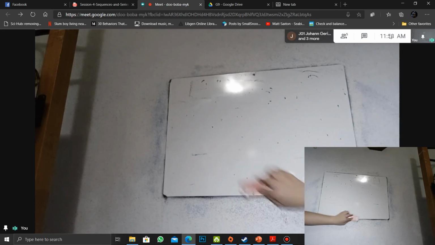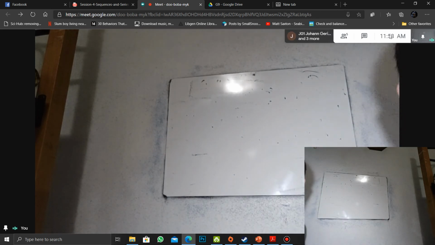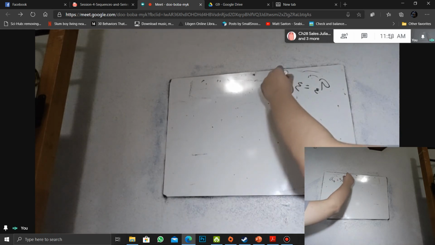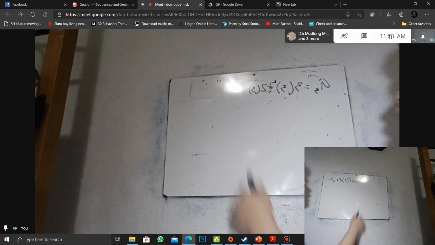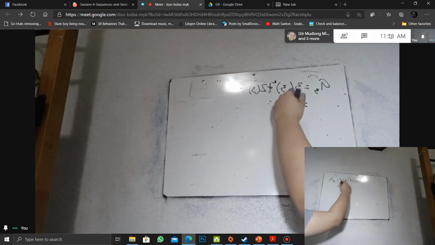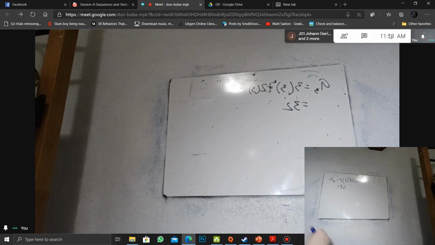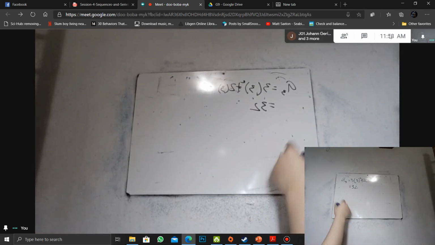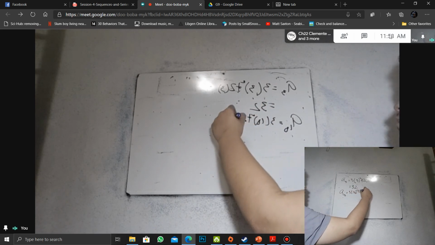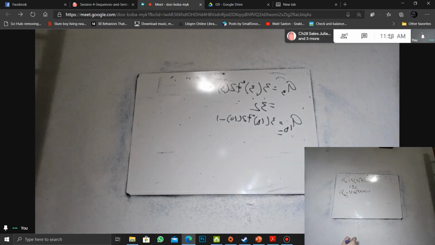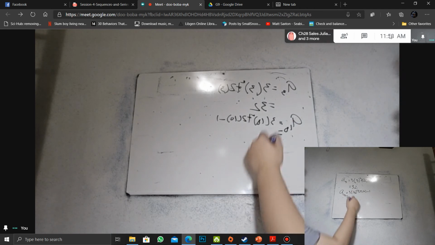Sige, let's see. Number 1. A sub 3. Paano ulit gumagana to? Kung ano may sinubstitute natin, yun yung pang ilang term, di ba? A sub 3 equals 3 times 3 squared plus 2 times 3 minus 1 equals 32. Next, A sub 10 equals 3 times 10 squared plus 2 times 10 minus 1 equals 319.